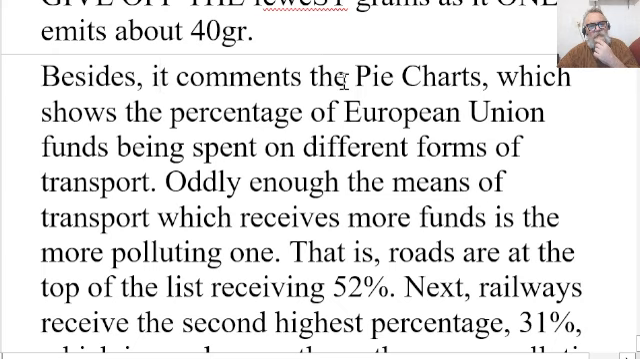Besides, it comments on the pie chart, which shows the percentage of different forms of transport. I'm not too happy with this. Besides, you're using it correctly, because I know you're not using beside meaning next to.